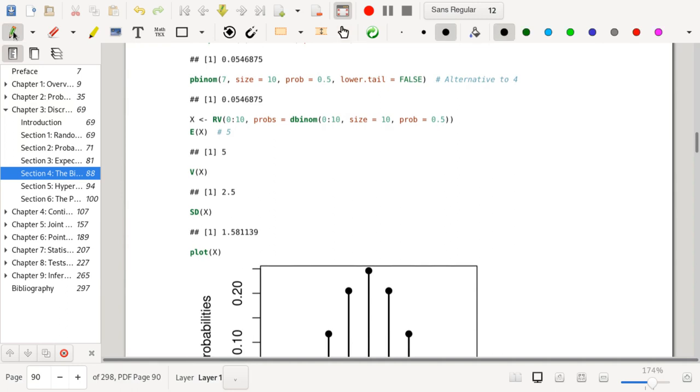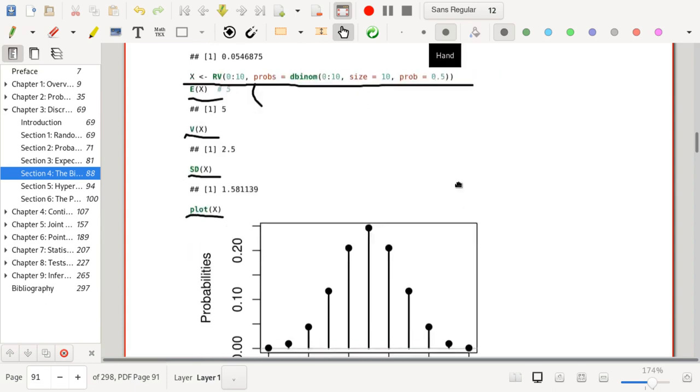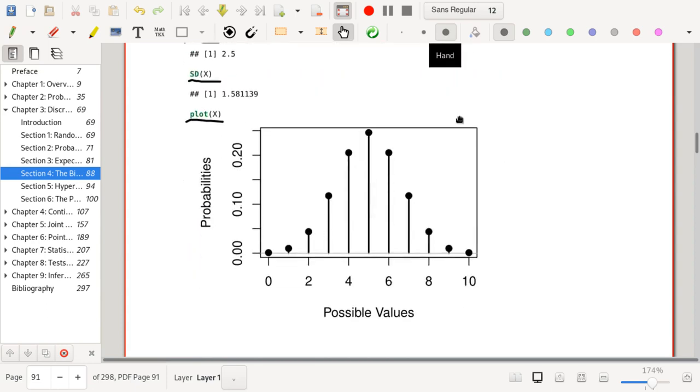Here I actually created a random variable using discrete RV, which presumably is loaded up. So I create a random variable x to represent the x that we were talking about before and compute its expected value, variance, and standard deviation. These are basically the same as what I had before. I also plotted its probability mass function. This is what its probability mass function looks like.